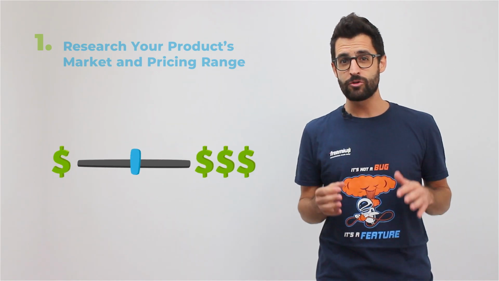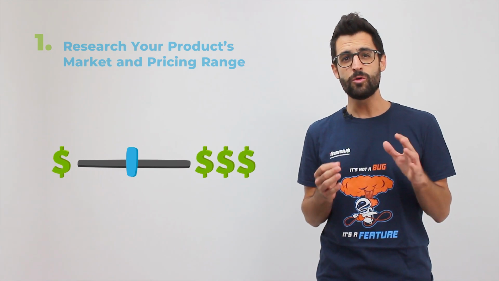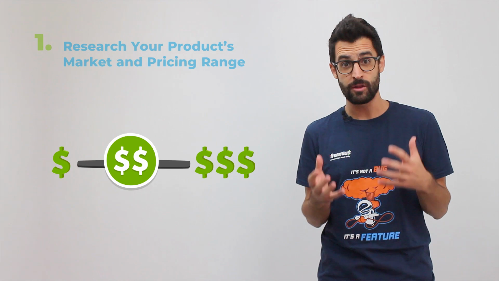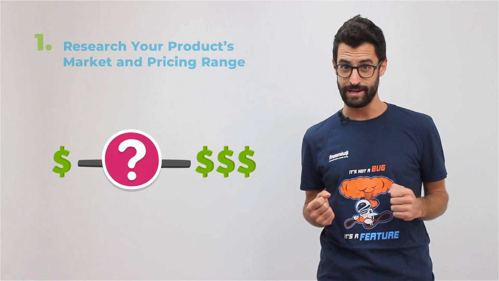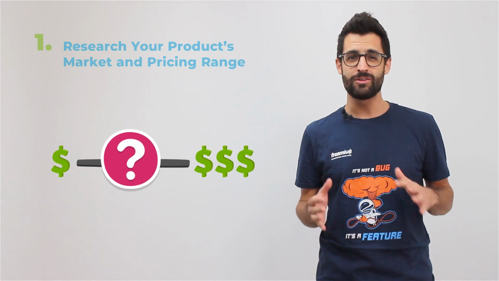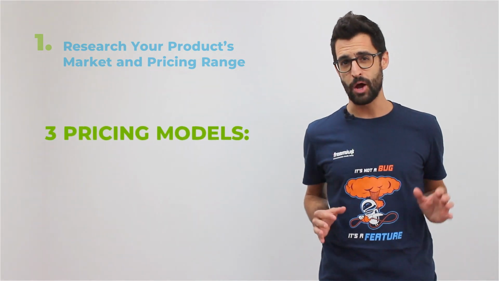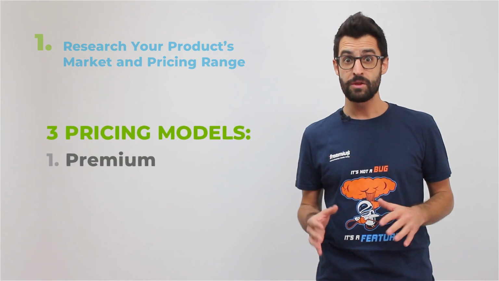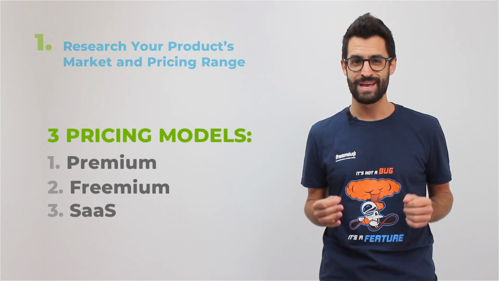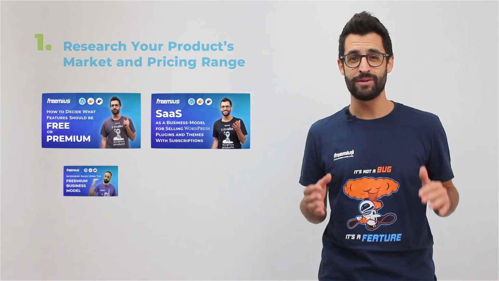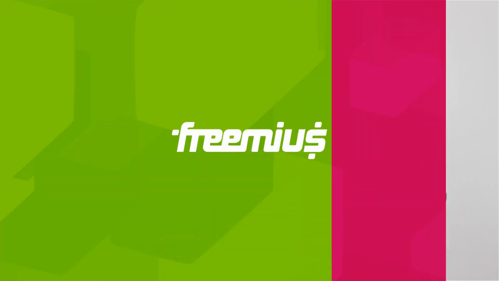When finding an average price to your product's niche market, it's important not to only ask yourself the price at which you're going to sell your product, but also how you're going to sell it. I'm not going to get into all the details in this video, but basically you have 3 main options: premium only, freemium, and subscription-based or SaaS. We have some other great videos about all of those pricing models, so check them out.